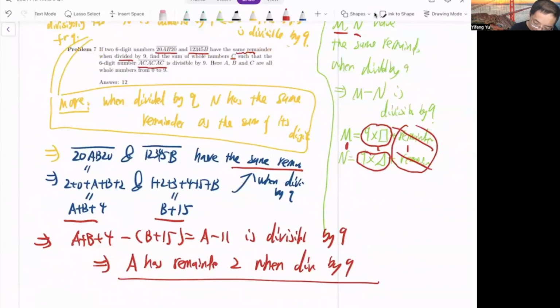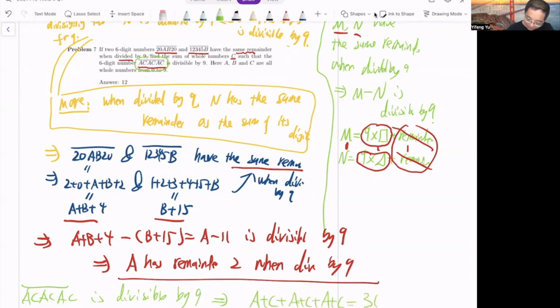Now, let's look at the second thing. So it says this one, AC, this is divisible by 9, right? Okay, what does this mean? This one just tells us, again, we just look at the sum of digits, right? So this is a straightforward application of the divisibility test for 9. All right, just add it together. So it just means a plus c plus a plus c plus a plus c. So this is 3 copies of a plus c is divisible by 9.